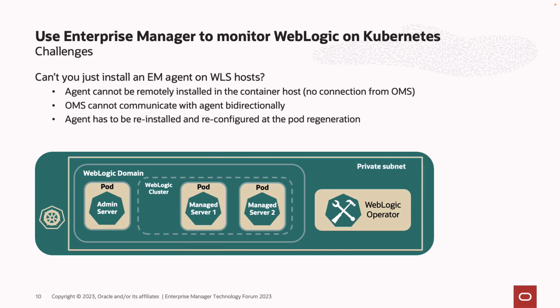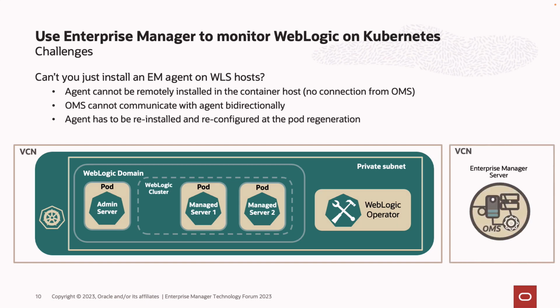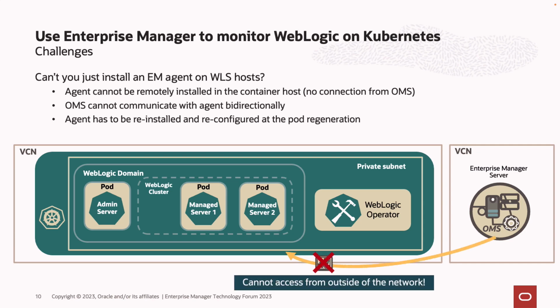If you follow Oracle recommendations, by default, the WebLogic domain and the server components are created in a private subnet, with access limited to its own virtual cloud network, or VCN. There is no access allowed from the outside of the network, which means that Enterprise Manager that resides in a different VCN won't be able to install EM Agent to the container host.